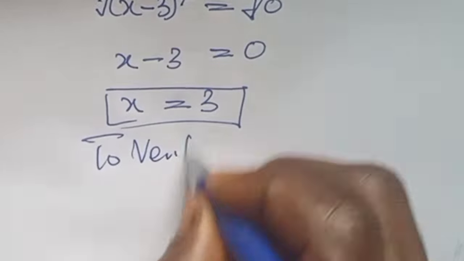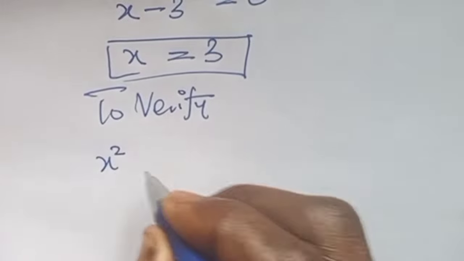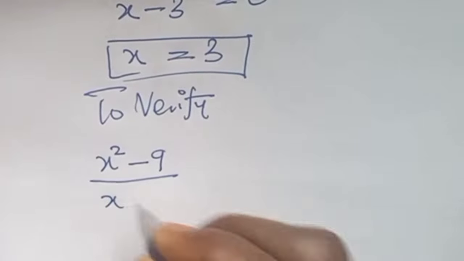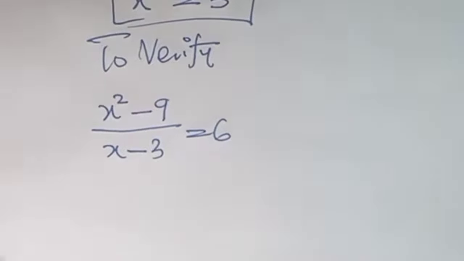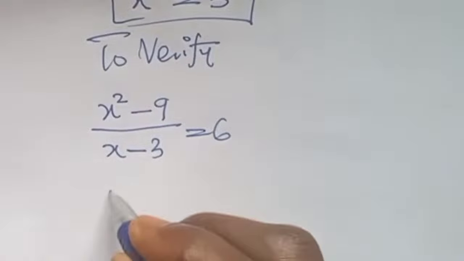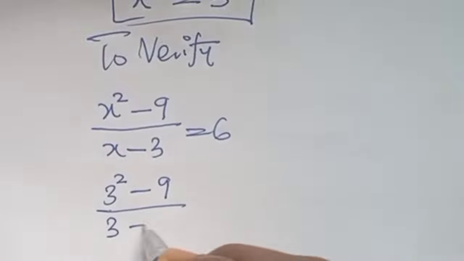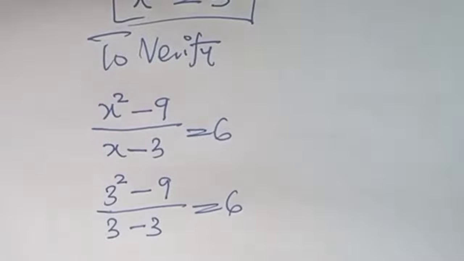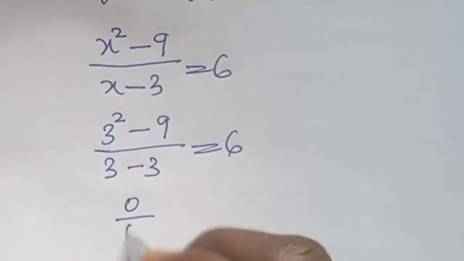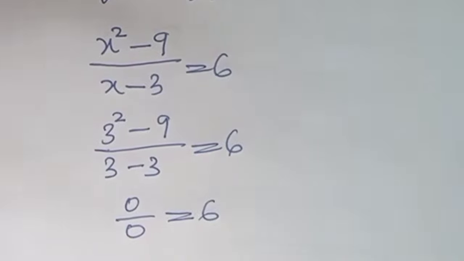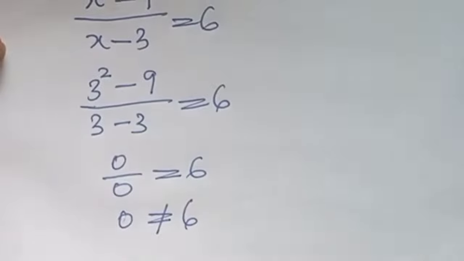So to verify this, from our equation, x to the power of 2 minus 9 over x minus 3 equals 6. If we put x equals 3, we have 3 to the power of 2 minus 9 over 3 minus 3 equals 6. And if you do this, we end up having 0 all over 0 equals 6. And 0 definitely is not equal to 6.